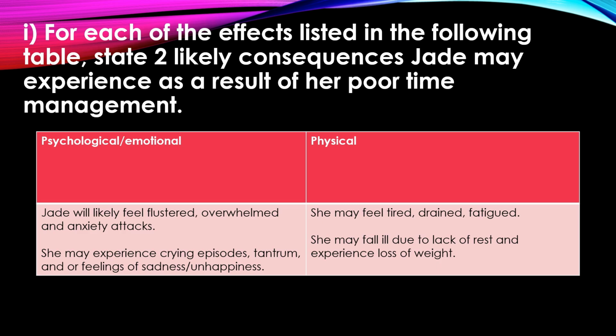Or, number 2, she may experience crying episodes, tantrums, and/or feelings of sadness or unhappiness. For physical, she may feel tired, drained, fatigued. 2, she may fall ill due to lack of rest and experience loss of weight.